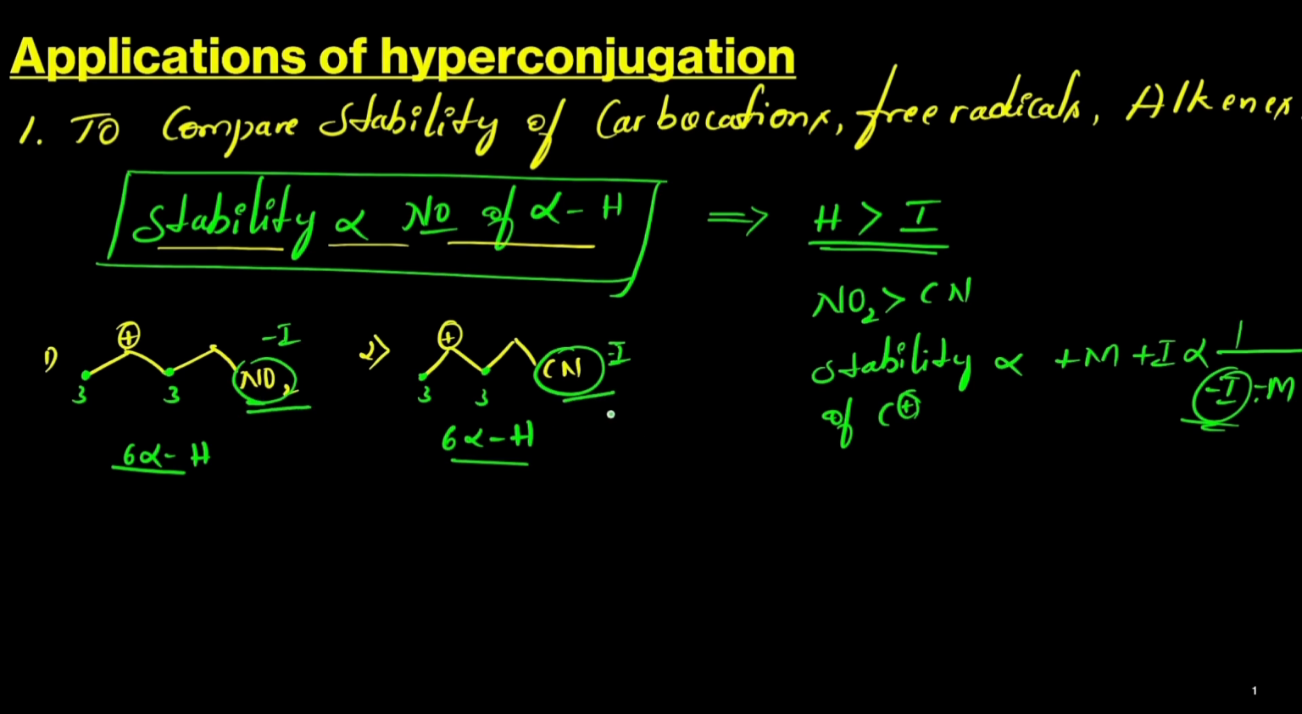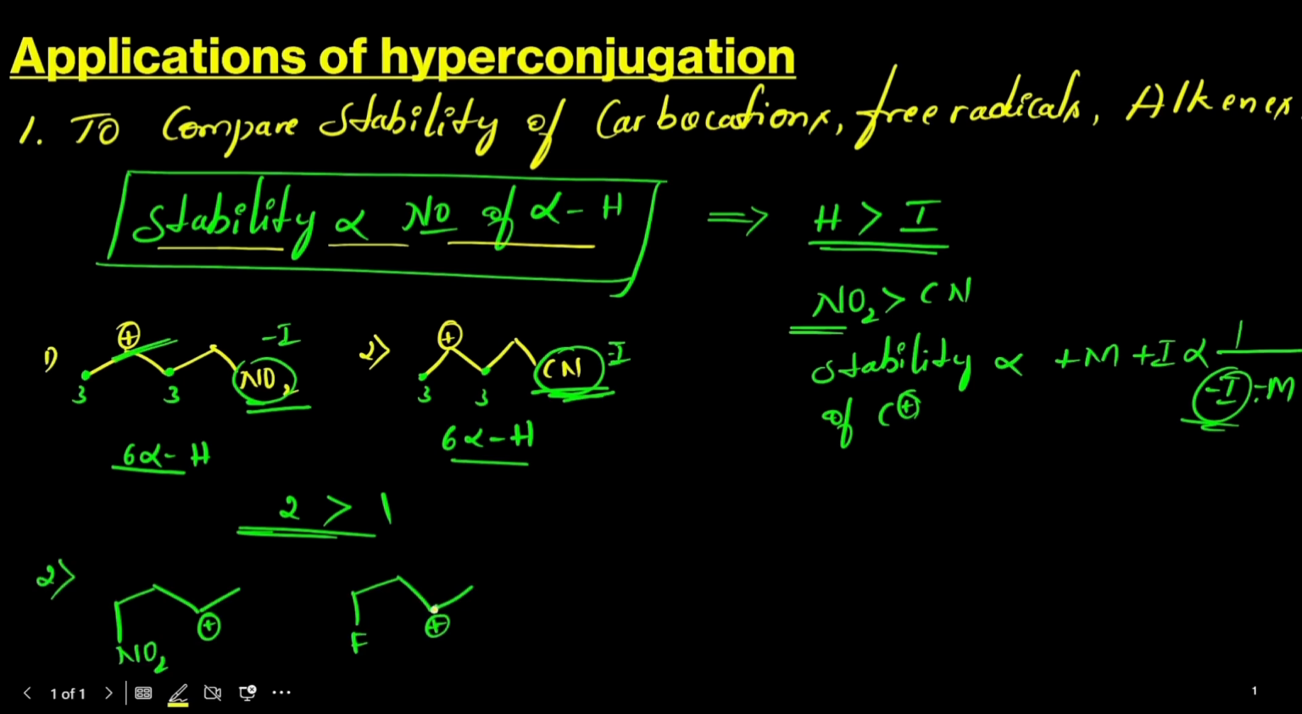Among these two negative inductive groups, NO2 is the more negative inductive group. Therefore, it decreases the stability of the carbocation when compared to CN. Therefore, the stability of 2 is greater than 1. This is the stability order. We'll take one more question.